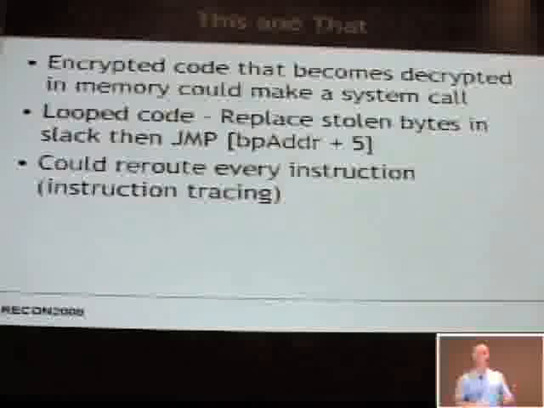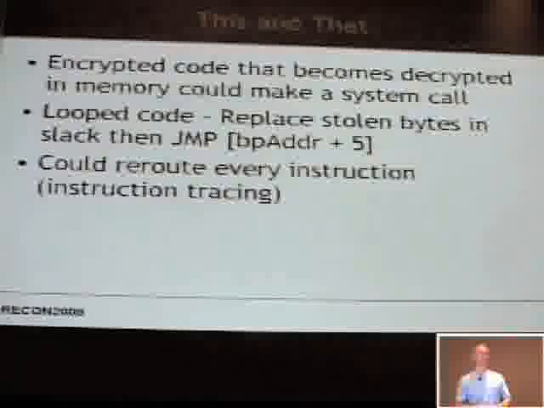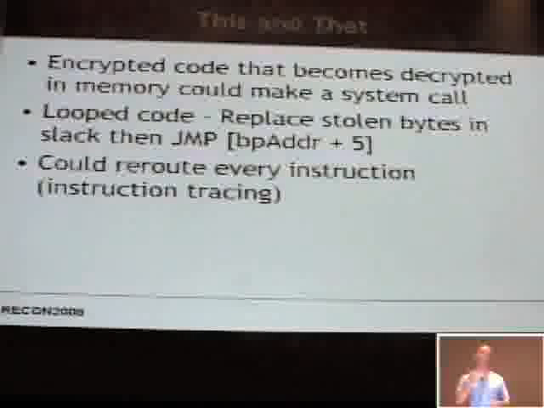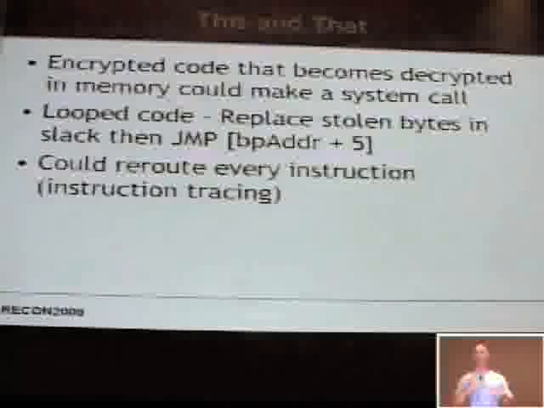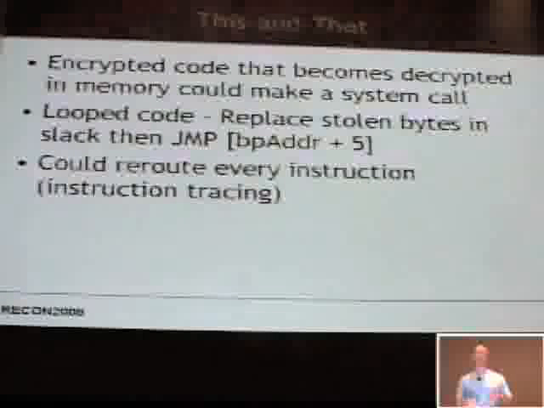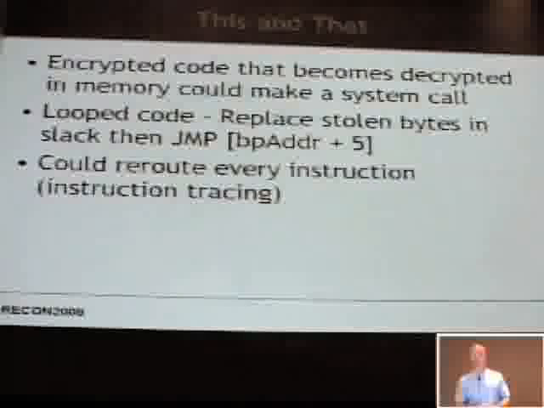I think with this type of mechanism too, I haven't done it, but I could probably do instruction tracing and just start off at the very beginning where the entry point starts, start rerouting every single instruction. So the idea is once I replace those stolen bytes, the next instruction I can look at and go ahead and inject a jump, which again will go down to the slack space and start the whole thing all over again.